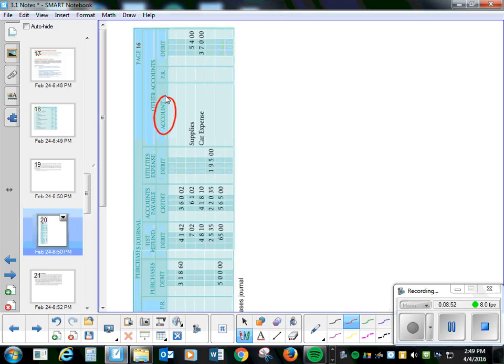The important thing though is that if you're putting stuff into the other column, you have to tell what accounts they're going into. Okay, these ones are all special because they're already named and you're using them.